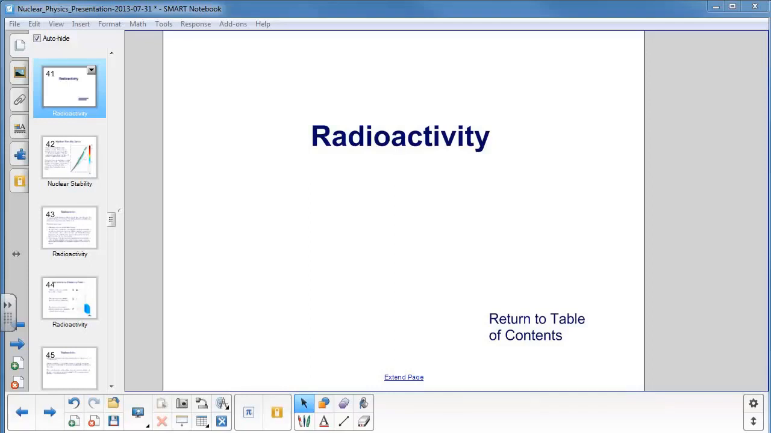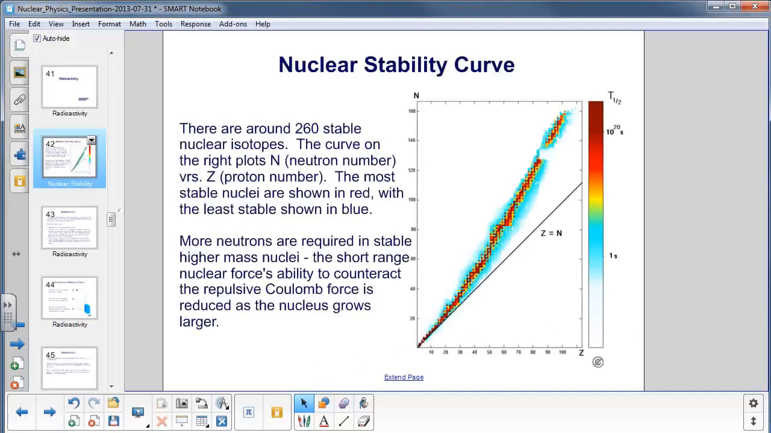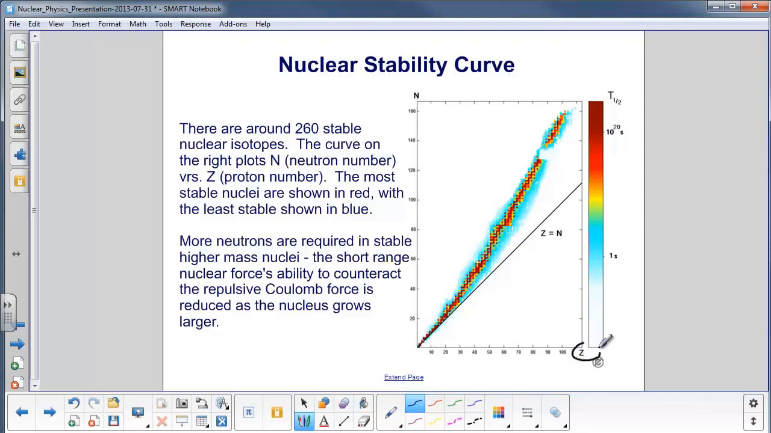Radioactivity, which is the spontaneous decay of the nucleus. Here's a very interesting chart. There are around 260 stable nuclear isotopes. Each one of these dots represents a different isotope of an element. So you can see here on the x-axis we plot Z, the atomic number, how many protons you have, and on this axis we plot N, which is the number of neutrons.